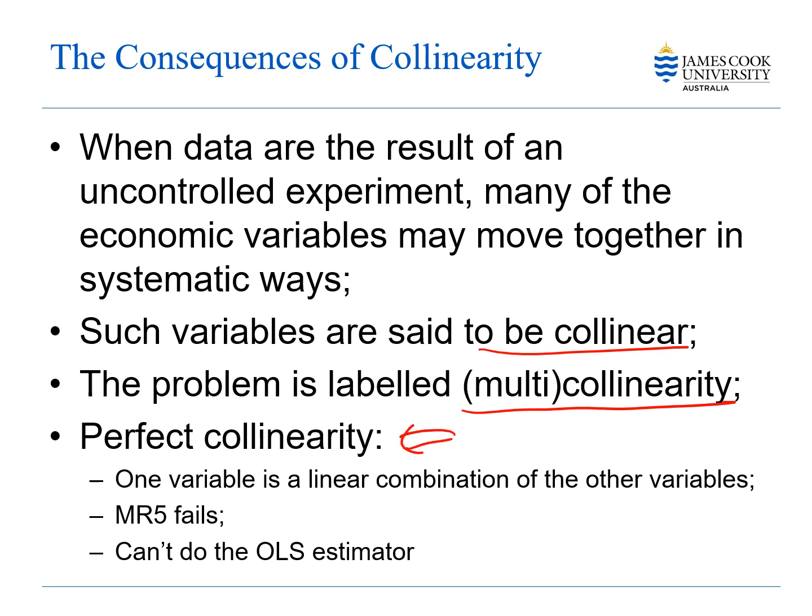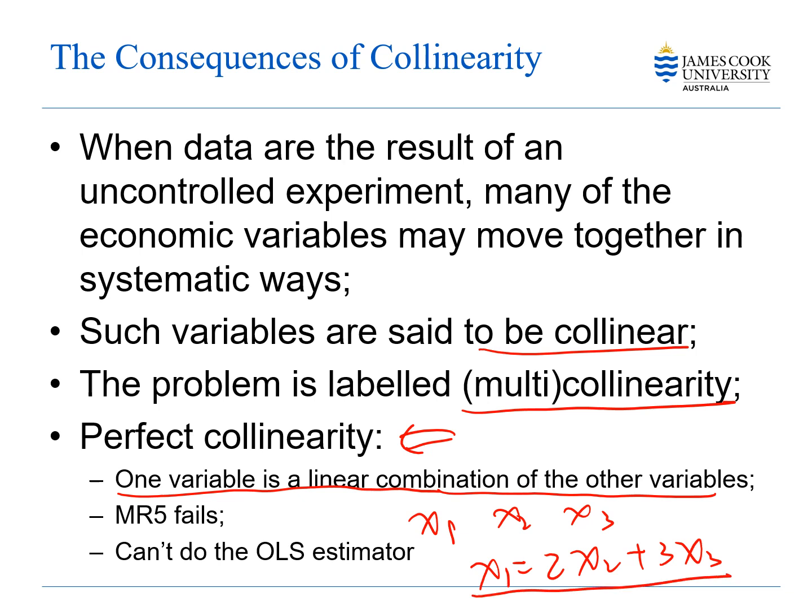If the collinearity is perfect multicollinearity, it means one variable is a linear combination of the other variables. So maybe we have x1, x2, x3, and then x1 is equal to 2x2 plus 3x3. In such cases, x1, x2, x3 have perfect multicollinearity. Now MR5, remember, requires that there is no exact linear relationship among the right-hand side variables, the x. So we cannot do the estimation.